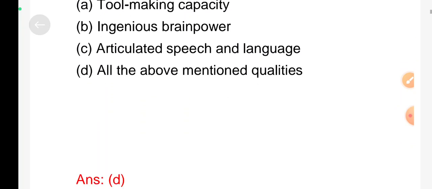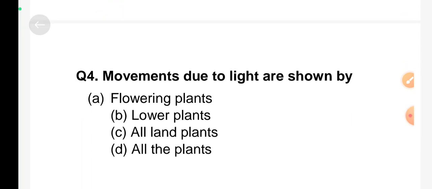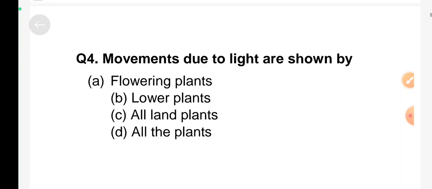Question number 4. Movement due to light is shown by option A, flowering plant. Option B, lower plant. Option C, all land plants. Option D, all the plants. Right answer is option A, flowering plant.